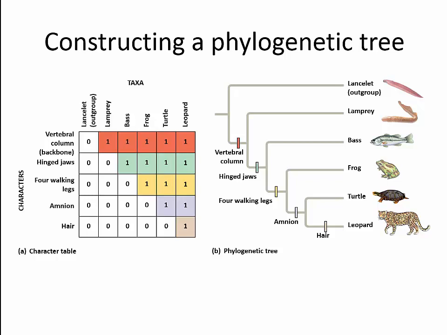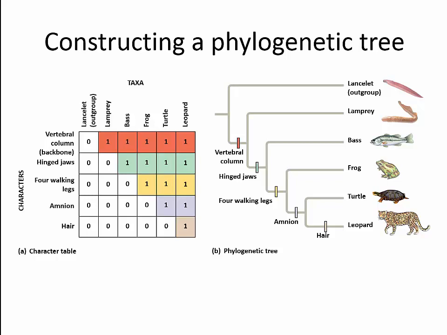Then we go to pick another characteristic. Four walking legs. Lamprey doesn't have it. Lancelet doesn't have it. Bass is a fish. Frog does. Turtle does. Leopard does. And you look at the yellow bar, four walking legs. And the only things that have those are frogs, turtles, and leopards.